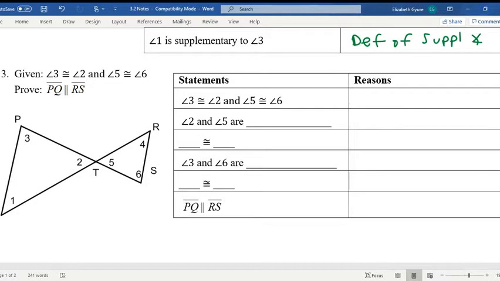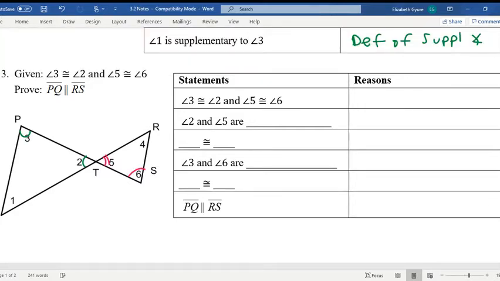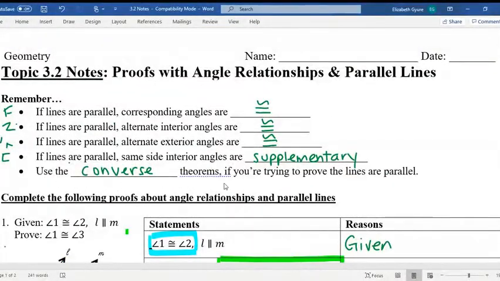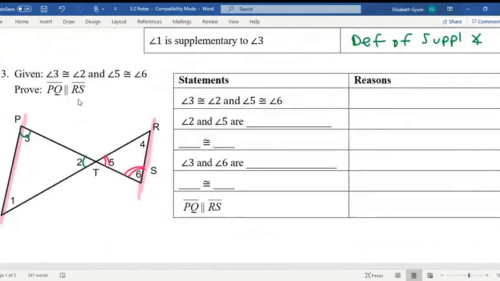So in this picture, we're given that angle 3 is congruent to angle 2, and that angle 5 is congruent to angle 6. We want to prove that segment PQ, that's this segment here, is parallel to RS. Now, if you take a look up above, it said use the converse theorems if you're trying to prove that lines are parallel. Well, look at your prove. Are we trying to prove lines are parallel? Yeah, so we need to think about our converse theorems.